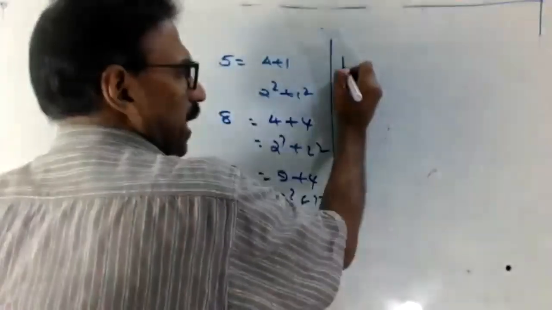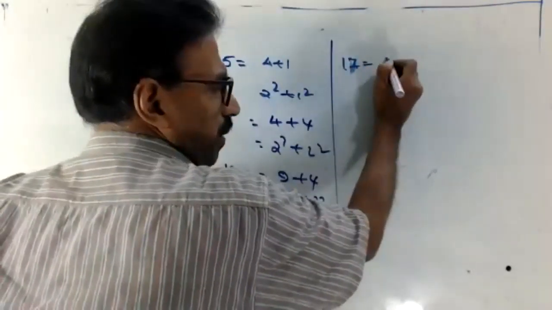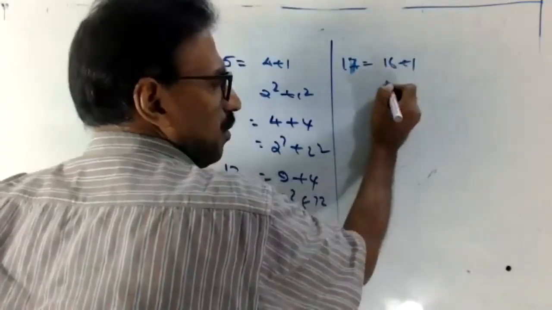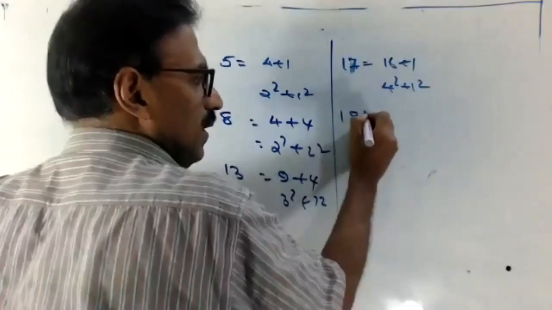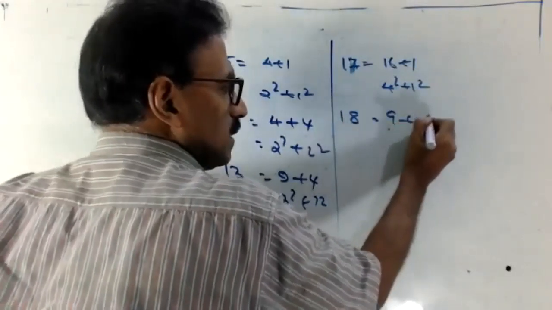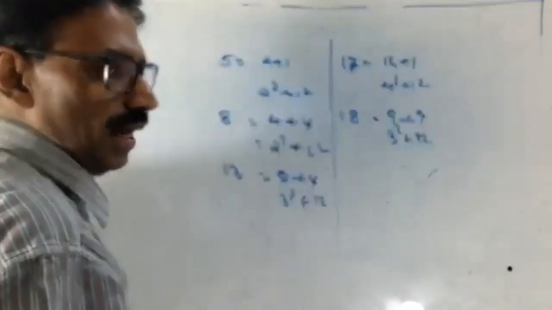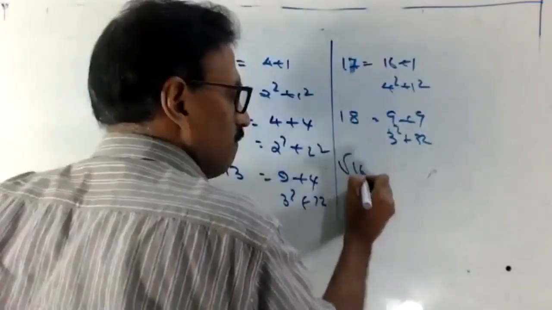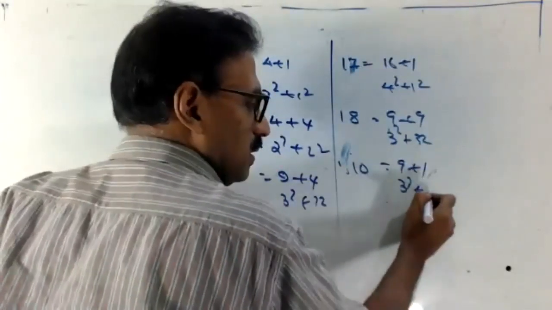Then we did 17, that is 16 plus 1, 4 square plus 1 square. Then 18, we did 9 plus 9, 3 square plus 3 square. Then someone suggested root of 10. Root of 10 we can make it 9 plus 1, 3 square plus 1 square.